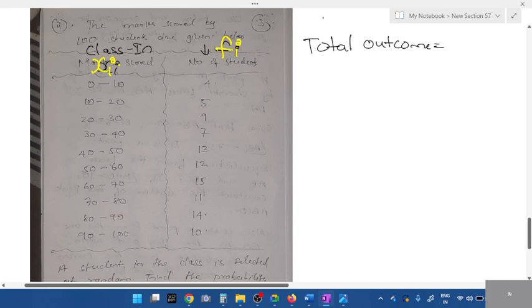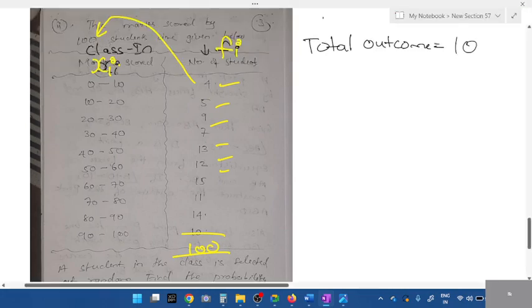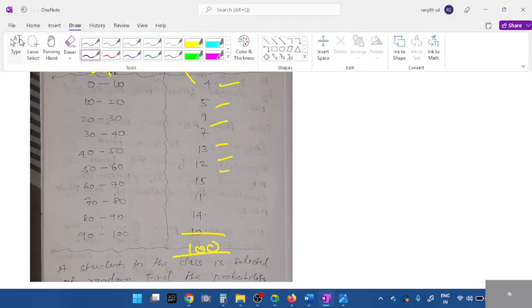Fine. Now fi is given. Fi meaning number of frequency, students. How many students are there in total? Sometimes the value will be given here. 100 students. Can you see the total value is given, 100? So whatever total is given, take that as total outcome. Total outcome is 100. That's it. After that, everything is easy. It was a very simple question.